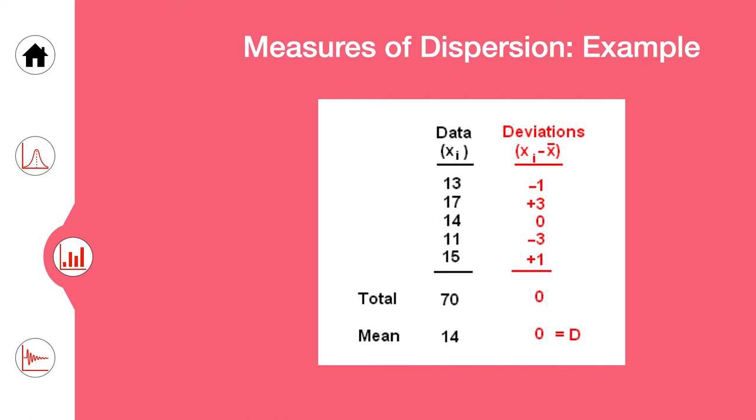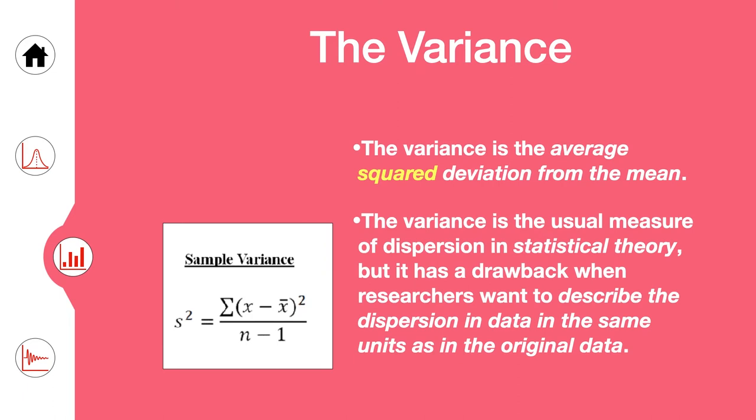So if your equation is correct, if you did the equations correctly, the deviations will always sum up to zero. Okay, so this is the point of this part. Let's go next into the variance.